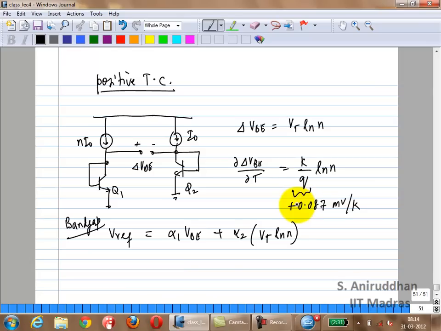Okay, so now we need to find out some alpha 1, alpha 2 and N, such that this condition is satisfied. So let's start off by setting alpha 1 to 1. We are going to take VBE directly, right? We need to find out alpha 2 such that the overall combination has a zero temperature coefficient, correct?